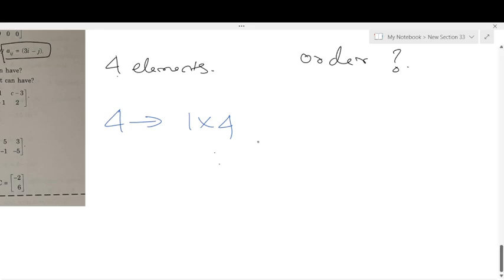Okay, now tell me the answer, students. Tell me the direct answer. What are the factors of 4? 1 into 4, 4 into 1, and 2 into 2. Total, how many factors do we have?